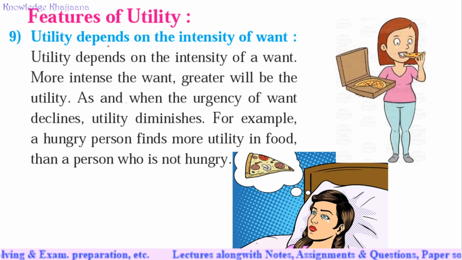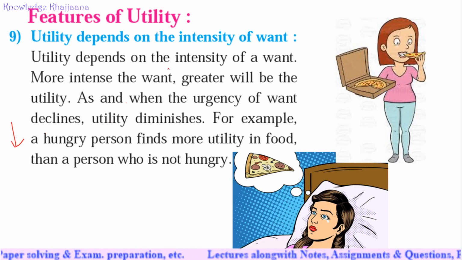Next, utility depends on the intensity of want. See, utility depends on the intensity of a want. The more intense the want, the greater will be the utility, right? As and when the urgency of want declines, utility diminishes. For example, a hungry person finds more utility in food than a person who is not hungry.